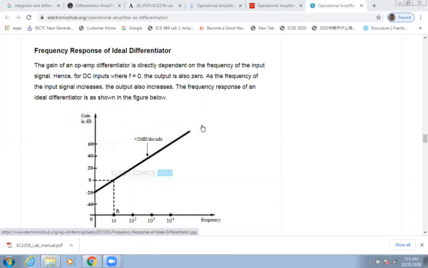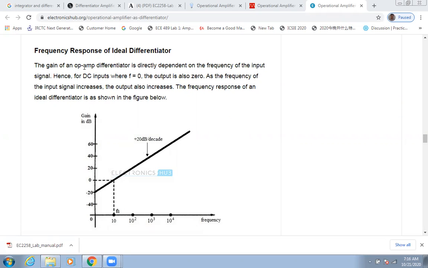Dear student, in the previous lecture, we discussed the working and designing of the ideal differentiator circuit. In this lecture, we will discuss the frequency response of the ideal differentiator circuit and the limitations of the ideal differentiator circuit, and then discuss the practical differentiator circuit.